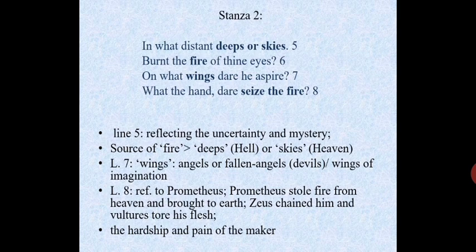You see, on what wings dare he aspire? On what wings? Obviously, it is a reference to the angels. Particularly, this can be a reference to the angels or the fallen angels. Now, the fallen angels are the devil. You know from Paradise Lost, or according to the New Testament, that some of the angels revolted against God, and they fell along with their leader Lucifer, or Satan.